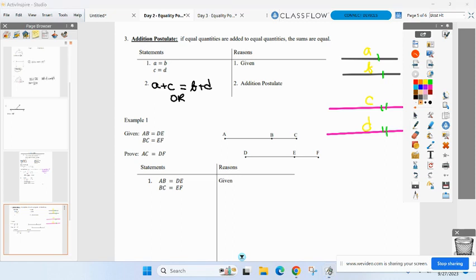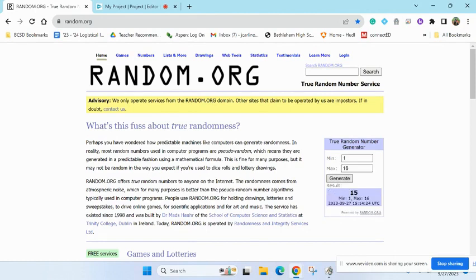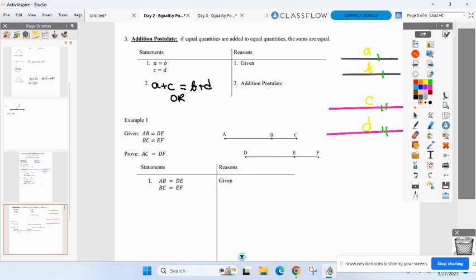Got another possibility I could add together using addition? Oh, one more time, Gabby. Fine with me. A plus D equals C plus B. Good work.